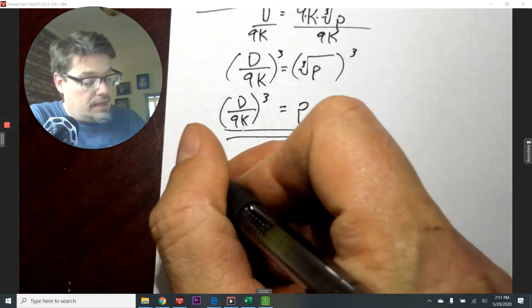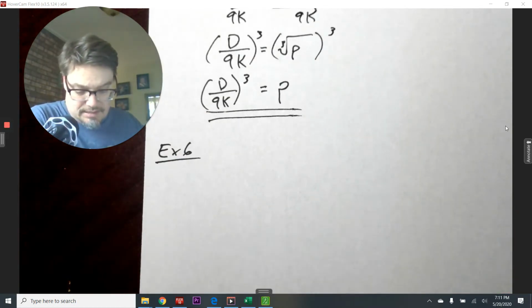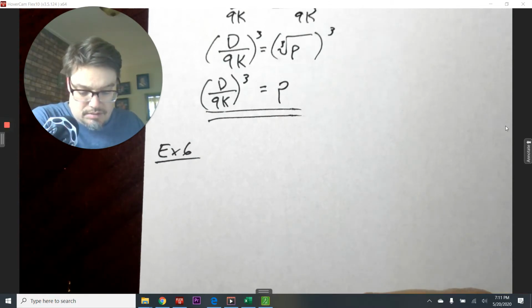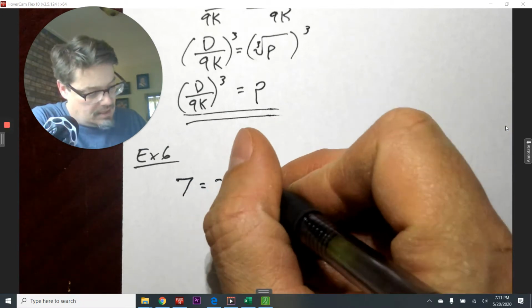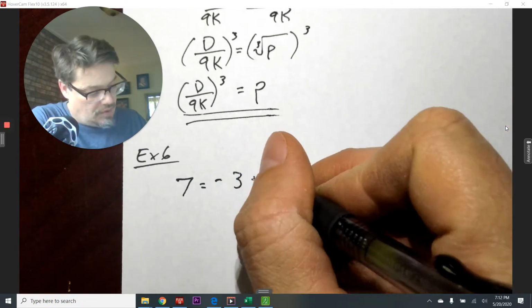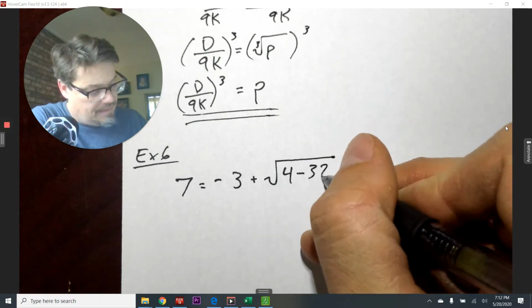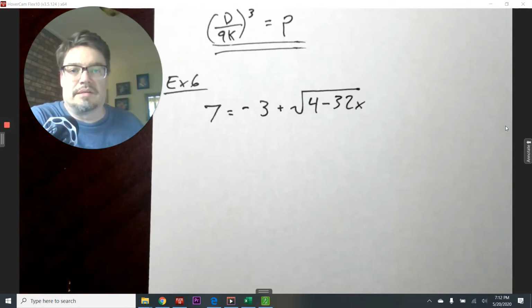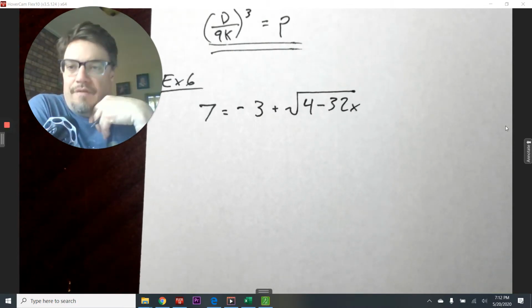So moving on to example 6 here. Let's see, example 6 is going to look like, all right, we've got 7 equals negative 3 plus, this is going to get a little fancier here. This is the kind of stuff that will help you in calculus, actually. We did this a lot. All right, so I need the x by itself. I want to solve for x.